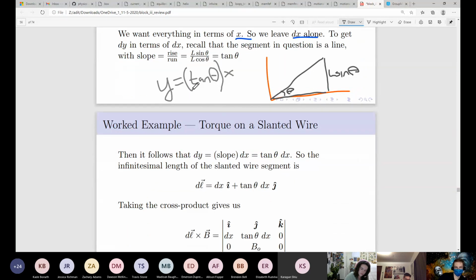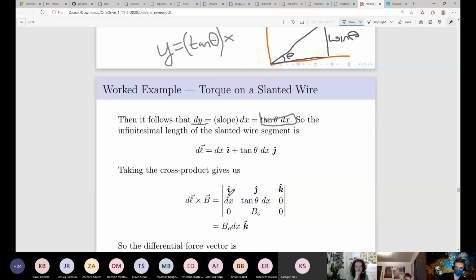Now we're still trying to find dy. Now that we have y, we can take a derivative. If y is equal to tangent of theta times x, the derivative with respect to x, again not with respect to theta, so it's not secant squared theta, is just its slope. So we can say that dy/dx is equal to tangent of theta, which means that dy is equal to tangent of theta dx. And that gives us our dL vector. dx we left by itself, and dy we said was tangent of theta times dx.